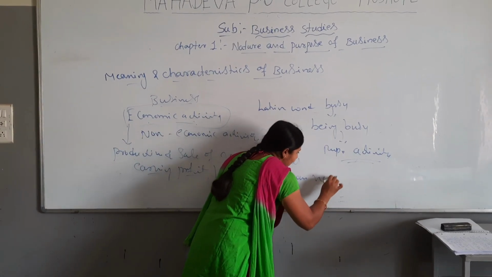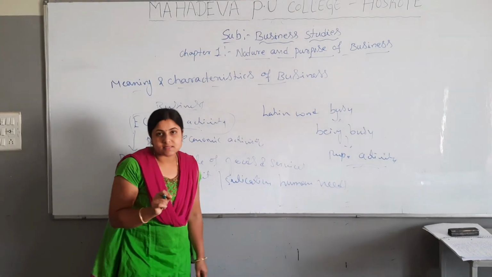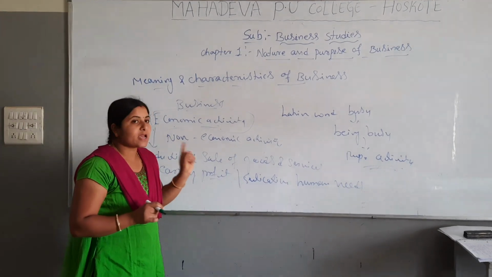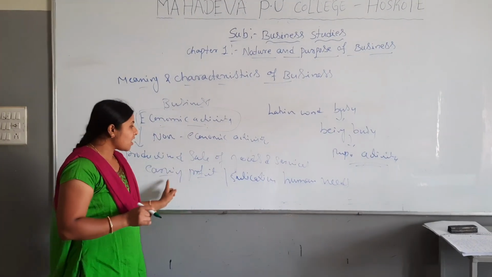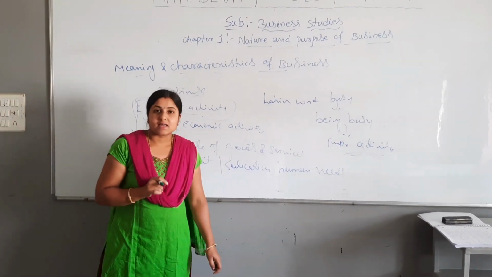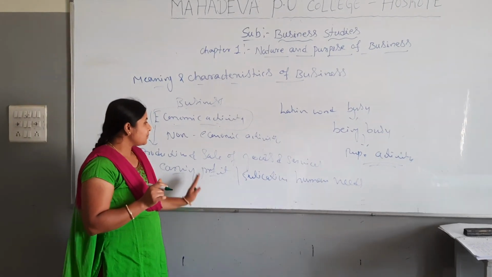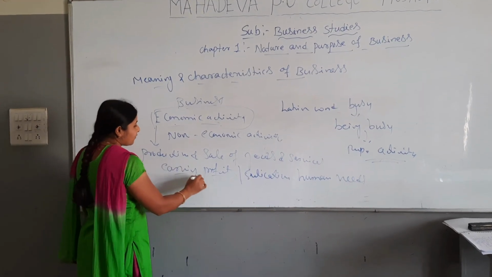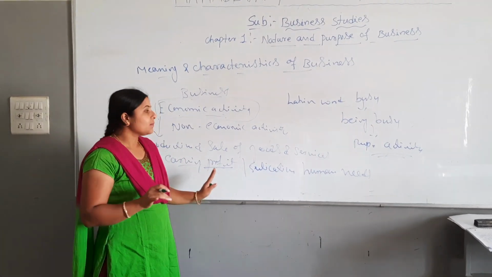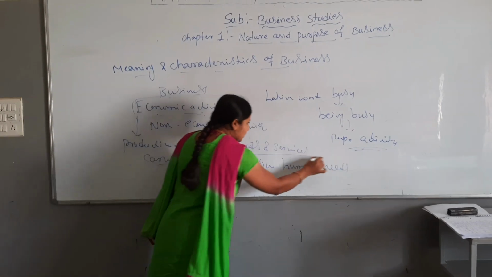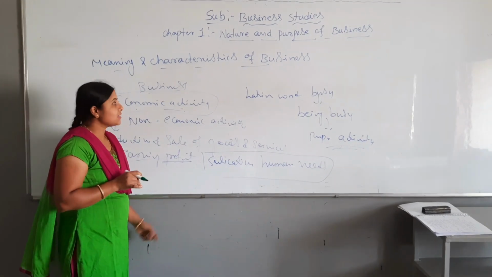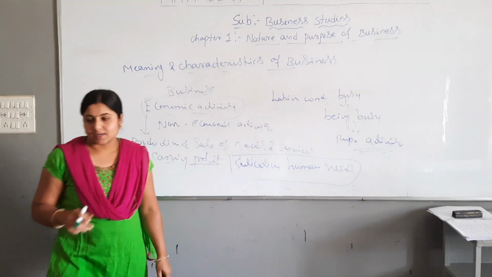Basically, business is one of the economic activities involving production and sale of goods and services for the purpose of earning profit with the satisfaction of human needs. So this is considered as business. Business is always profit oriented; without profit there is no business. But the main intention of business is satisfying human needs and wants. So this is the meaning of business.